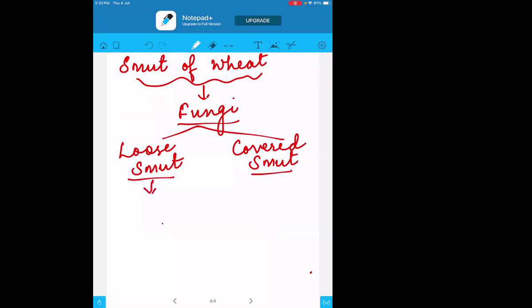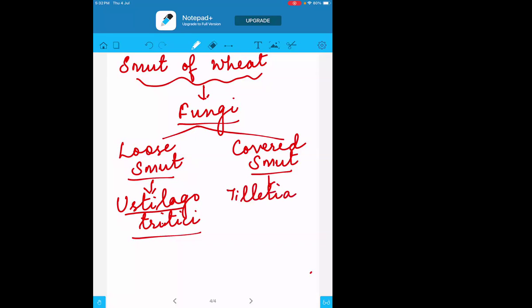Loose smut is caused by the fungus called Ustilago tritici. The name of the fungus is Ustilago tritici. Whereas the covered smut is caused by the fungus called Tilletia caries, and Tilletia foetida. So, loose smut and covered smut. Loose smut is caused by Ustilago, whereas the covered smut is caused by Tilletia caries and Tilletia foetida.